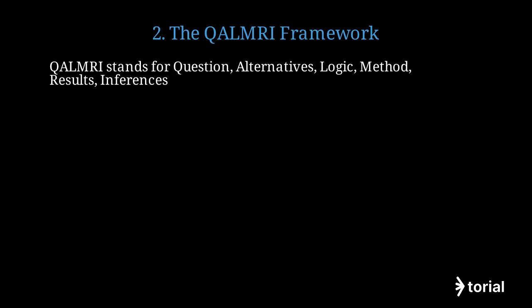Research psychologists use the QALMRI framework to analyze and write about studies critically. QALMRI is an acronym representing question, alternatives, logic, method, results, and inferences. The 6 components of QALMRI work together in a systematic framework for analyzing research studies.